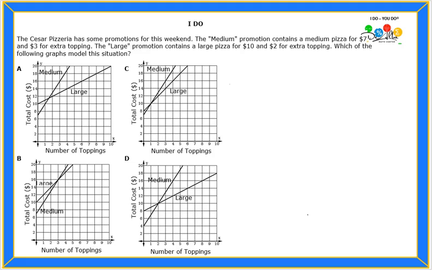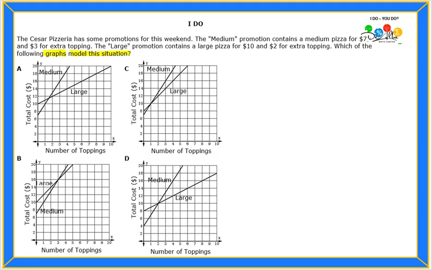And it says, the Caesar Pizzeria has some promotion for this weekend. The medium promotion contains a medium pizza for $7 and $3 for extra toppings. The large promotion contains a large pizza for $10 and $2 for extra toppings. Which of the following graphs model the situation? So they're asking us to find the graph that models the situation.